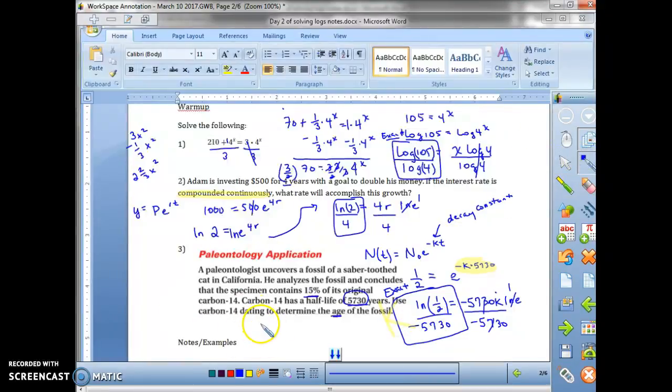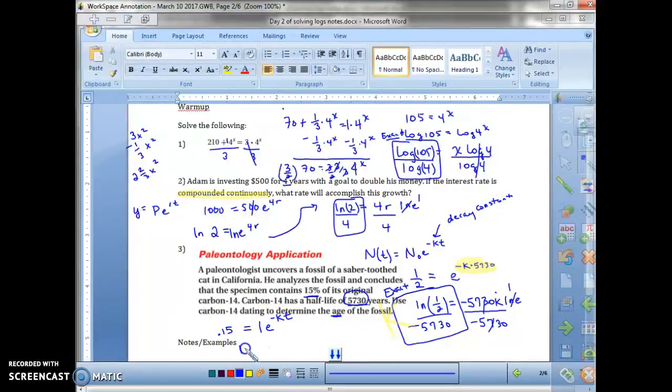So the next part of the equation, I will have 100% of the carbon-14 when the, whatever, it was a saber-toothed cat, passed away. Now I've got 15% or 0.15 remaining. And I want to know how long that took if I know k is whatever this value is. So set up your equation just like that and go ahead and we're going to solve for time.